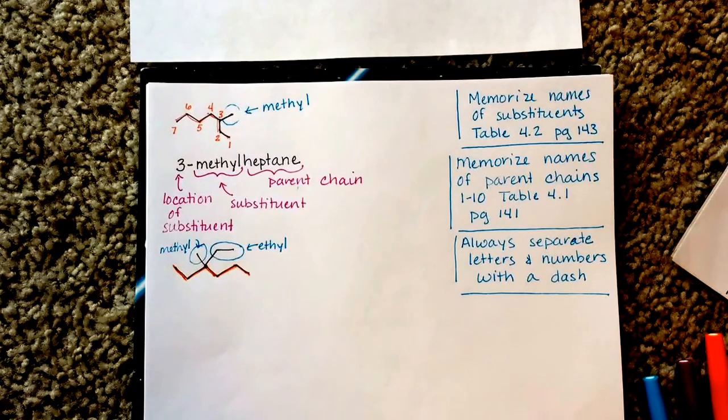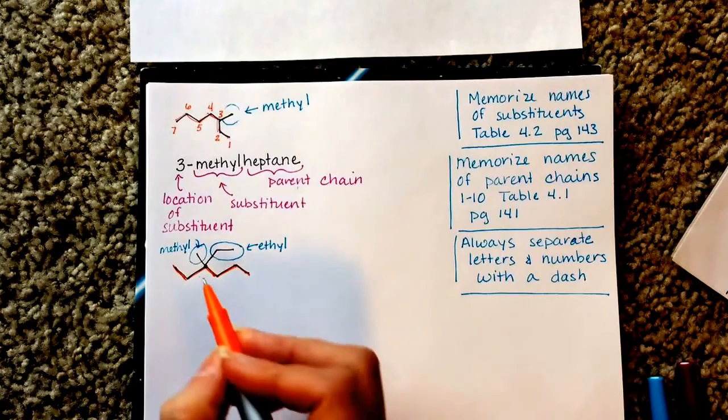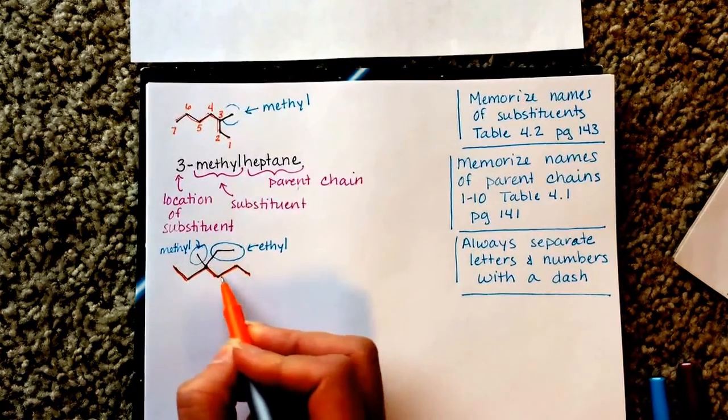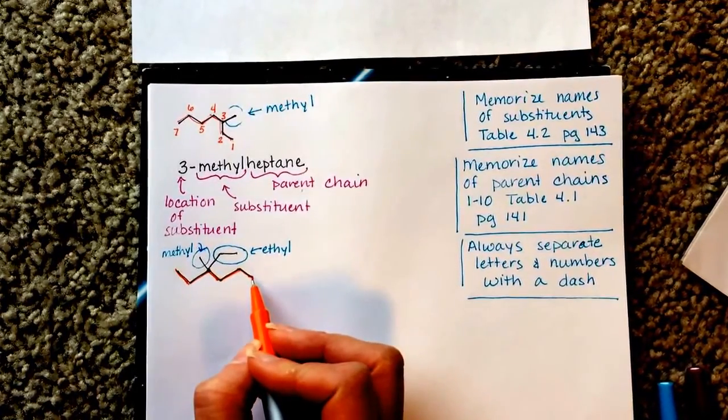Step 3, number the carbon atoms in the parent chain to give the substituents the lowest possible number. If we go left to right, it's 1, 2, 3, 4, 5, 6. If we go right to left, it's 1, 2, 3, 4. So we want to number left to right so that our substituents are on number 3 instead of on number 4.